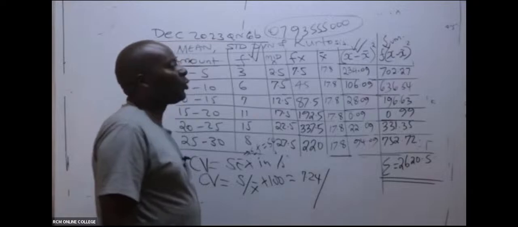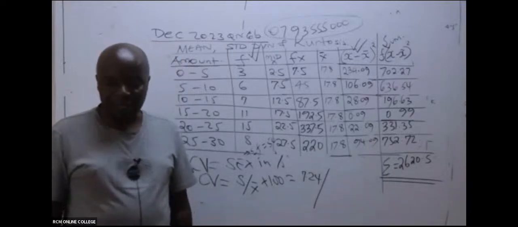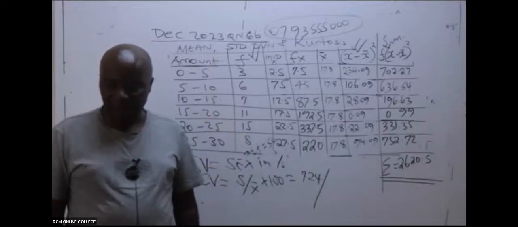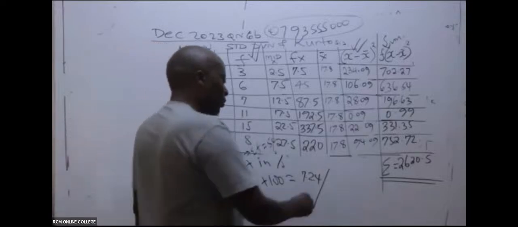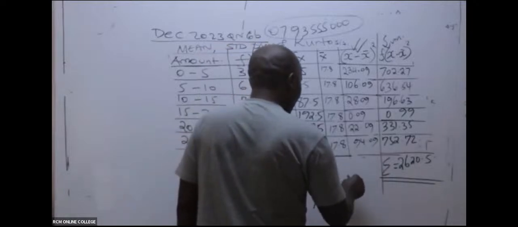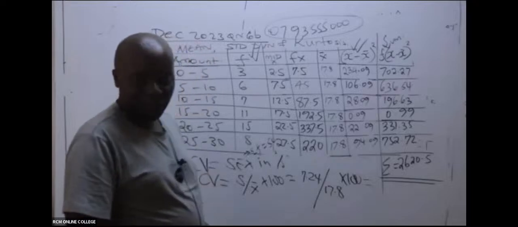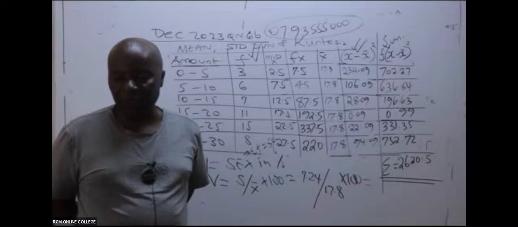Do we have X bar? Is there somebody who is able to remember X bar, the mean? Somebody told me this morning. 17.8. So 17.8 times 100, which in this case will give us what percentage? 7.24 divided by 17.8 times 100.